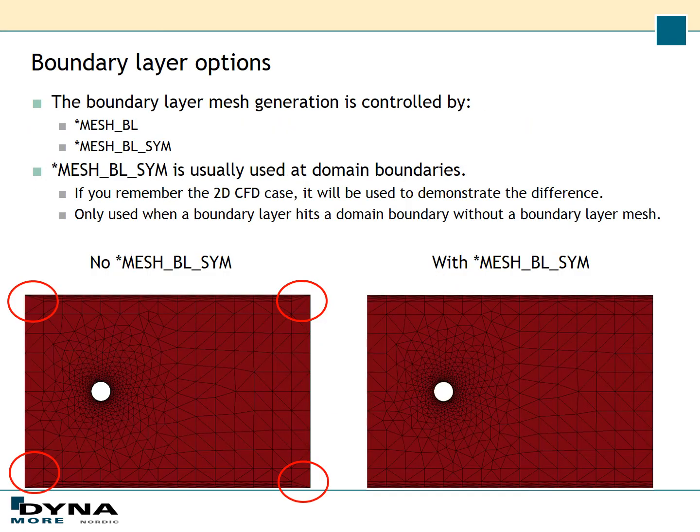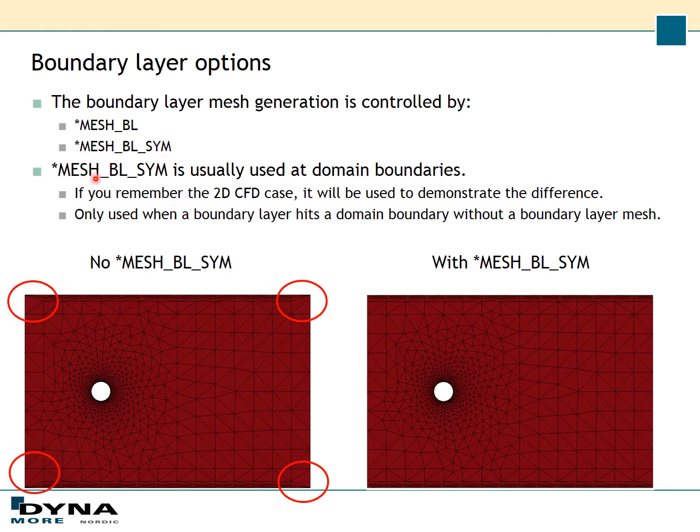Now over to different ways of controlling the automatic mesher, and we will start with the boundary layer options. So to create a boundary layer, you use mesh_BL, and mesh_BL_sim is often used as well.